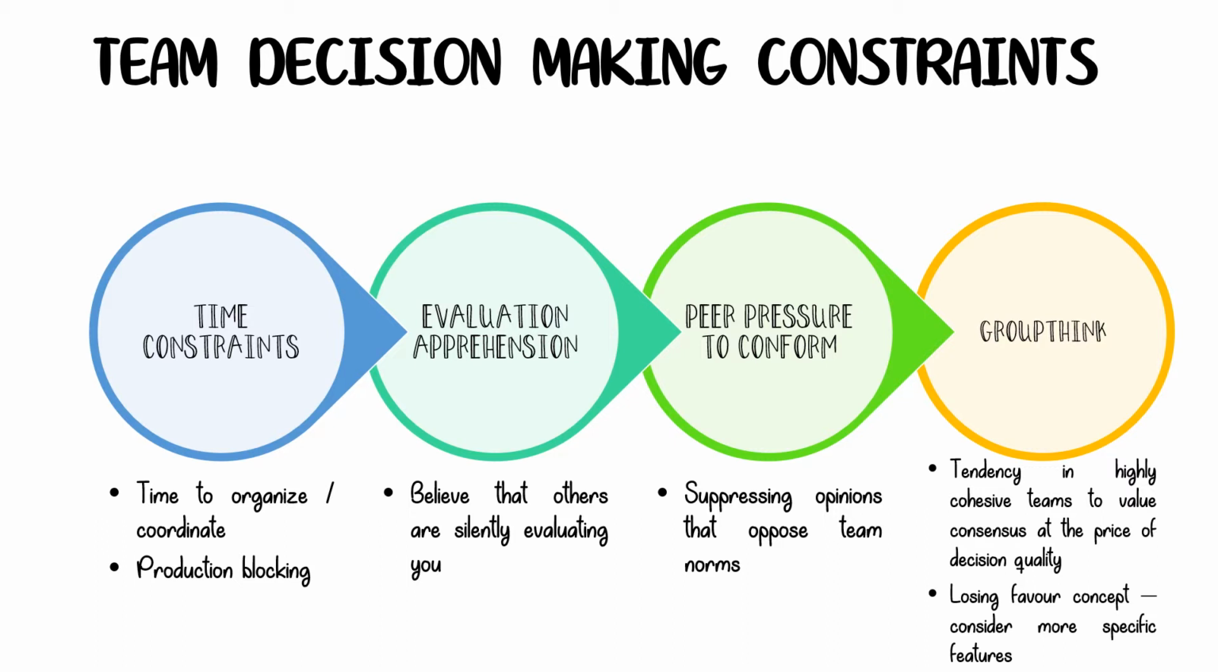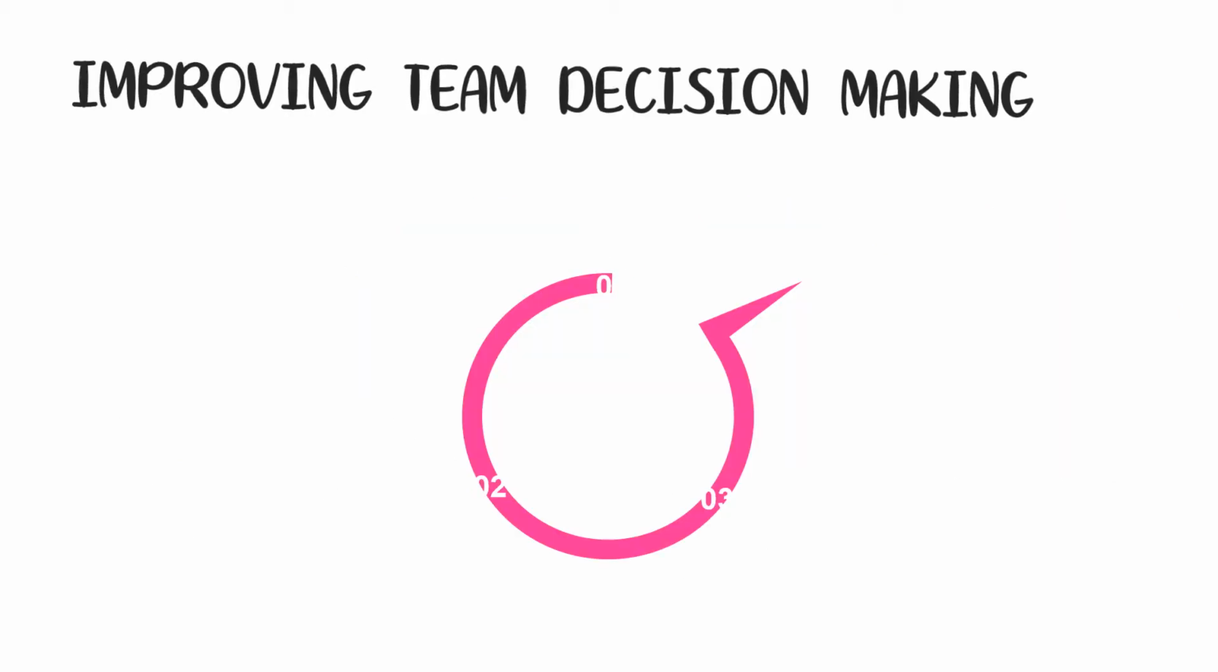Groupthink is the tendency of organized groups that value consensus at the price of decision quality. Besides the occasional sarcastic remarks, the Avengers are constantly discussing ideas and planning strategies. They had to put their heads together and think how to defeat Thanos.